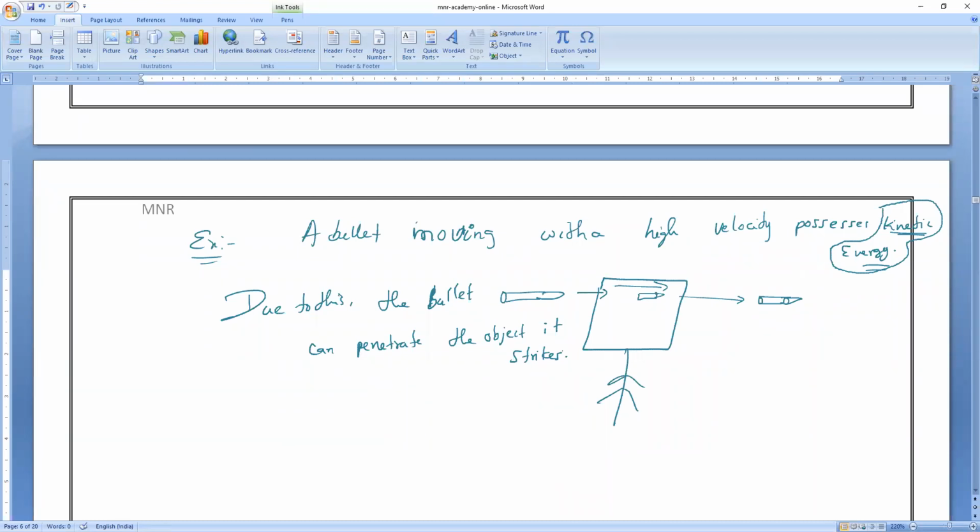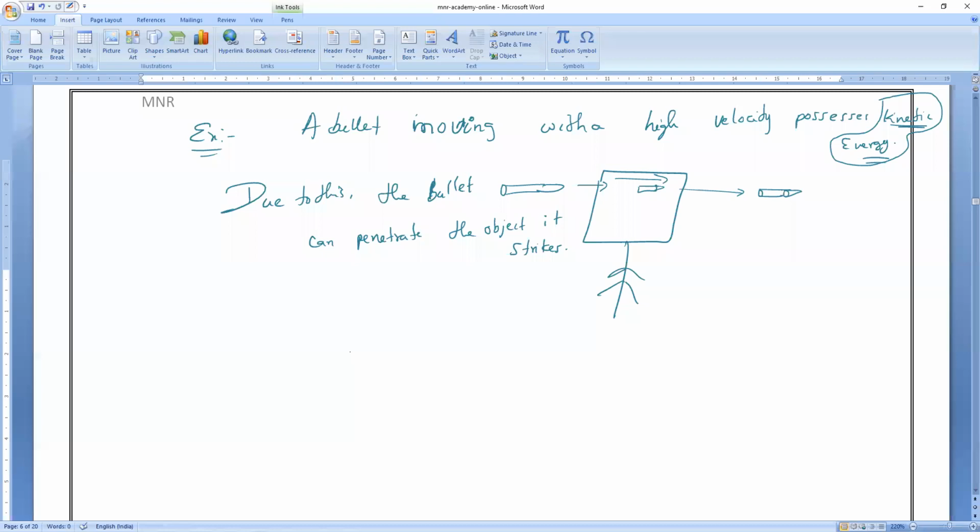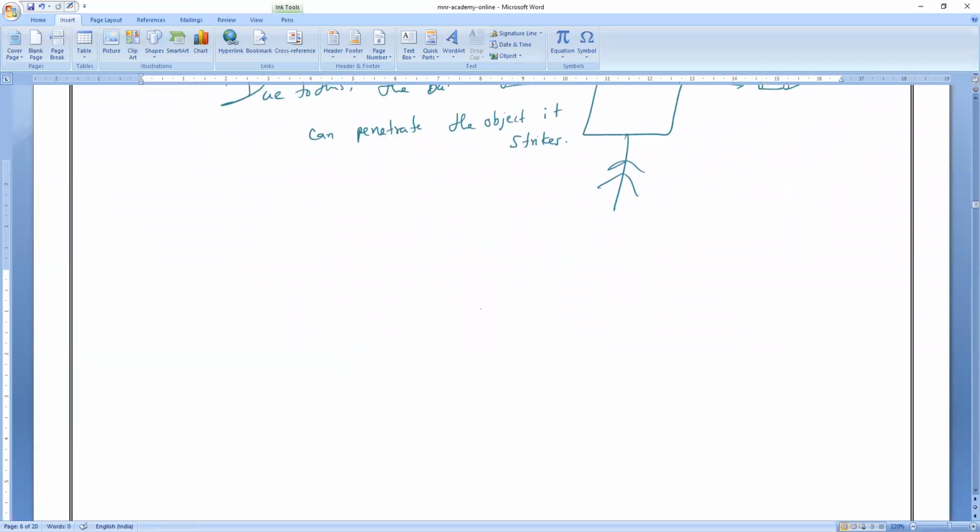When work is done and there is a change in position, the total work done to set the body into motion from rest is equal to the total kinetic energy stored in the body. That is what you have to remember. Clear, everyone? Did you understand everything? So this is what we call kinetic energy.